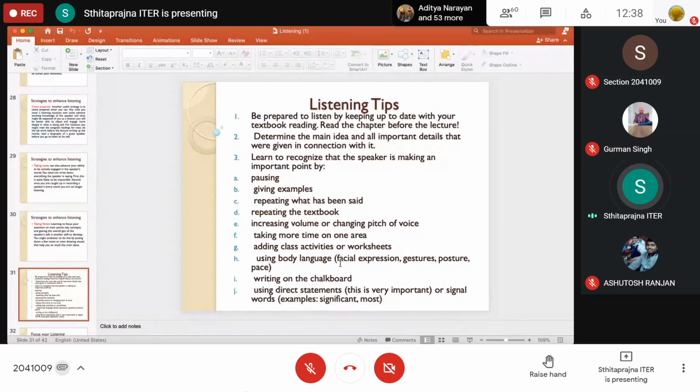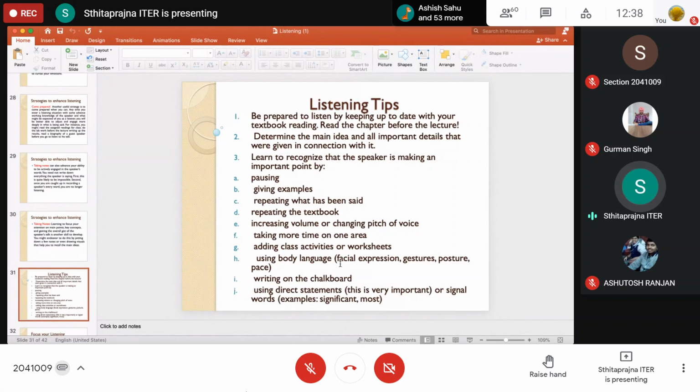So recognizing or identifying the signpost or signal words, pointers, is very, very beneficial. Then you get to know that this is important. Usually in the classroom, the teacher says that this is important, take a note.